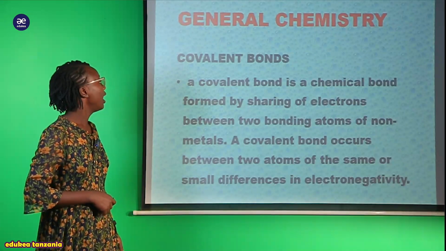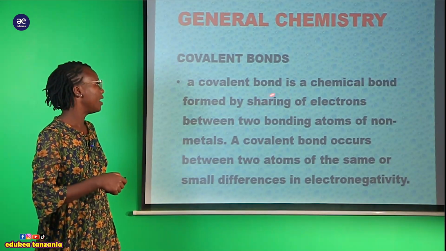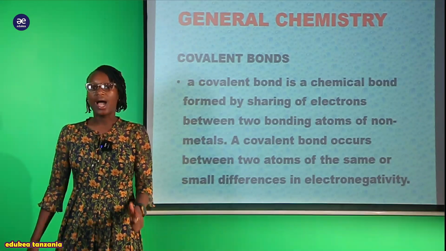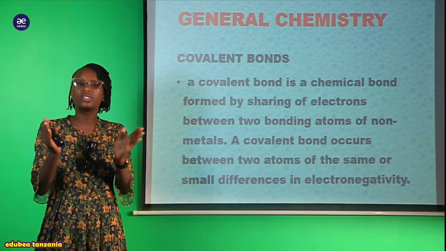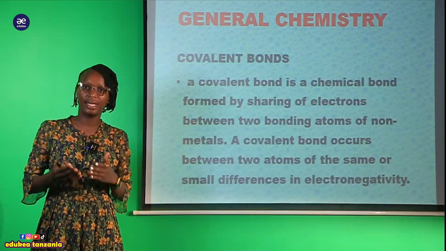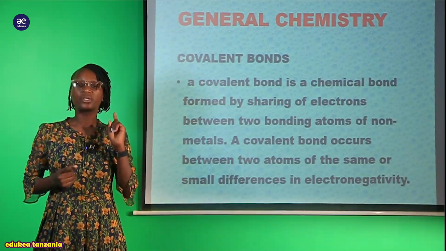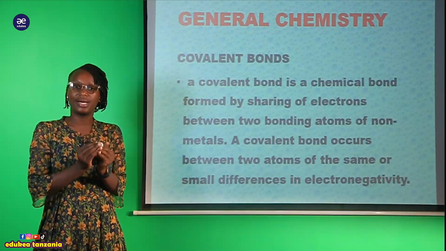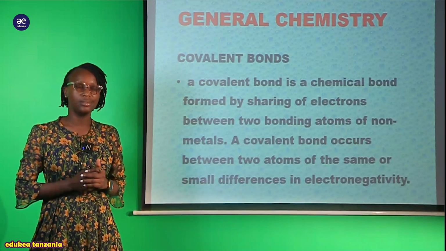Okay, so you can see that a covalent bond is a chemical bond formed by sharing of electrons between two bonding atoms of nonmetals. Katika electrovalent bond tuliona there is a transferring of electrons between different or oppositely charged ions, ambapo ni cation and anion. But here you can see it involves both nonmetals. Na maana hapa tunadili na nonmetals mbili. So both nonmetals tend to share their electrons. So this is a simple meaning of covalent bonding.